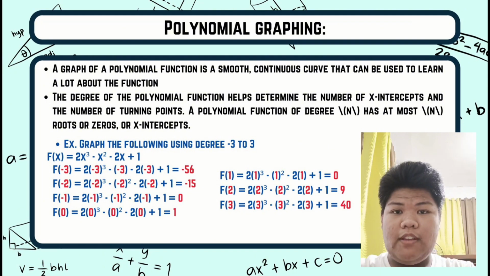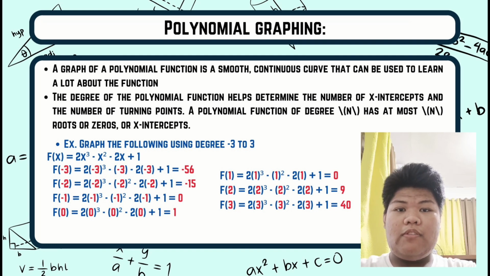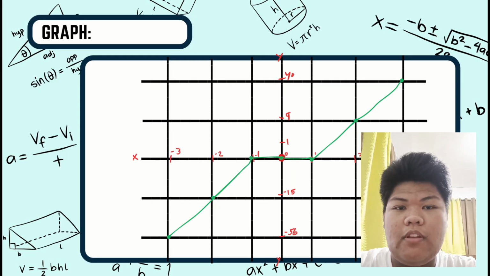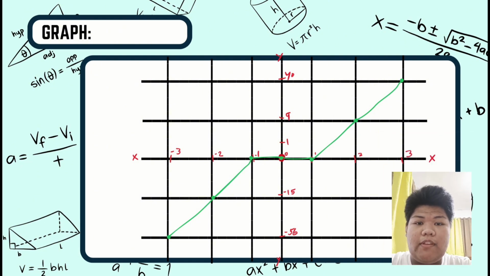f(3) is equal to 2 times 3 raised to the third power minus 3 raised to the second power minus 2 times 3 plus 1, which is equal to 54 minus 9 minus 6 plus 1, which is equal to 40. Now we have a set of points that can be used on the graph: (-3, -56), (-2, -15), (-1, 0), (0, 1), (1, 0), (2, 9), and (3, 40).